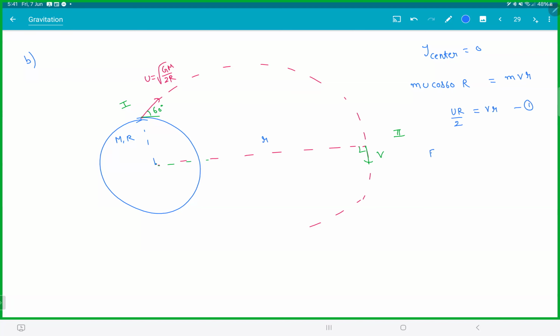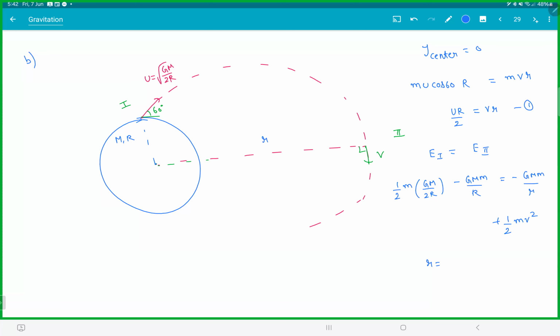Then energy conservation. Energy in state 1 is equal to energy in state 2. Initial energy is half mu square, that would be gm by 2r, potential energy minus gmm by r. Here, this potential energy minus gmm by small r plus half mv square. So take this v from here and substitute, you get a quadratic. You solve this, you'll get r from here.